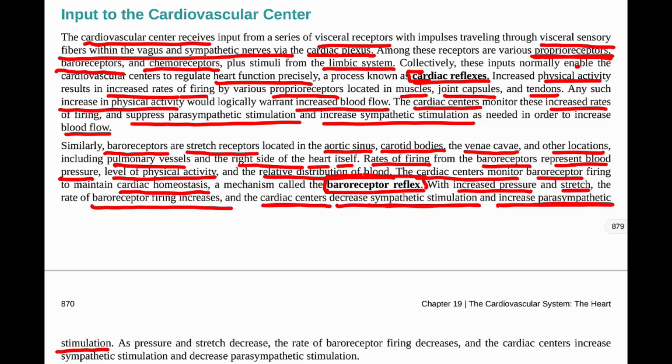So as pressure and stretch then decrease, the rate of baroreceptor firing decreases, and then the cardiac center increases the sympathetic stimulation and decreases parasympathetic stimulation. So then it says, okay, we don't need that heart to slow down quite so much anymore. We're going to decrease the amount of times we're saying slow down, slow down, slow down, which then would increase the heart rate. Then also we're going to do the opposite. We're going to increase our sympathetic stimulation, which remember is the one that says speed up, speed up.